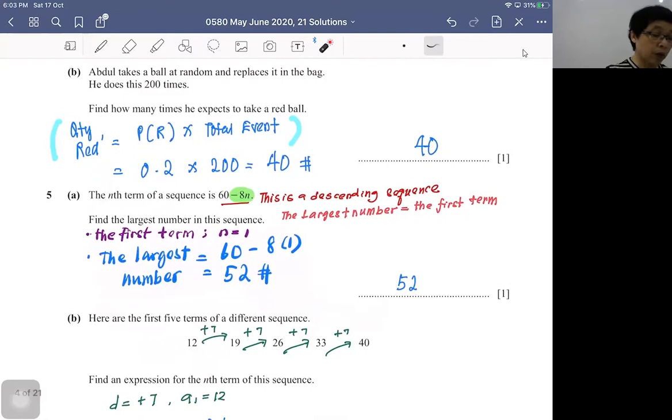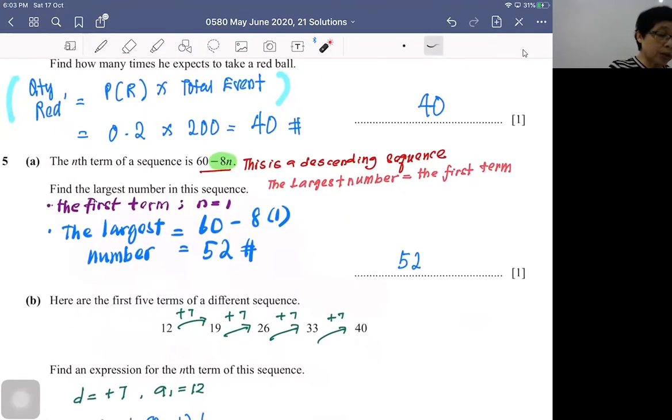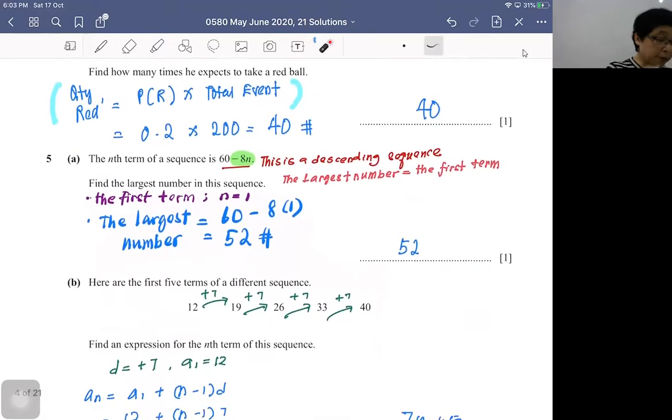Yep. So now we hop on to the last question from this part. Question number 5. Part A, the nth term of a sequence is given to us as 60 minus 8n. Now before I proceed, what's the nth term? The nth term is simply a rule for the way a series is progressing. So the n, what does it tell us? n tells us the position of the number.